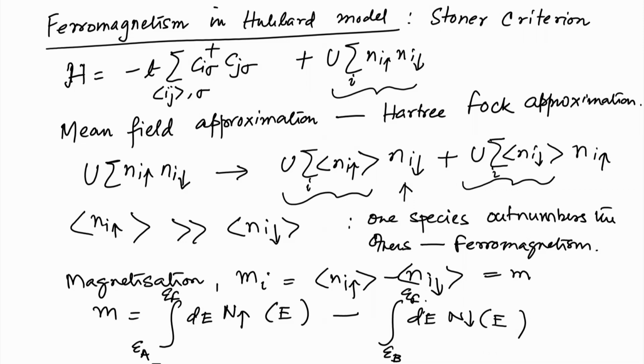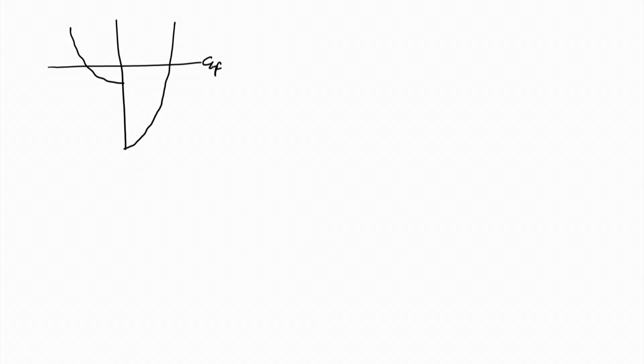So, this model has given rise to a band picture which looks like this. There is a downspin band and an upspin band like this, and this is my Fermi energy. Epsilon A is right here, or epsilon up if you want. That is the bottom of the band for upspin, and this is the bottom of the band for downspin.